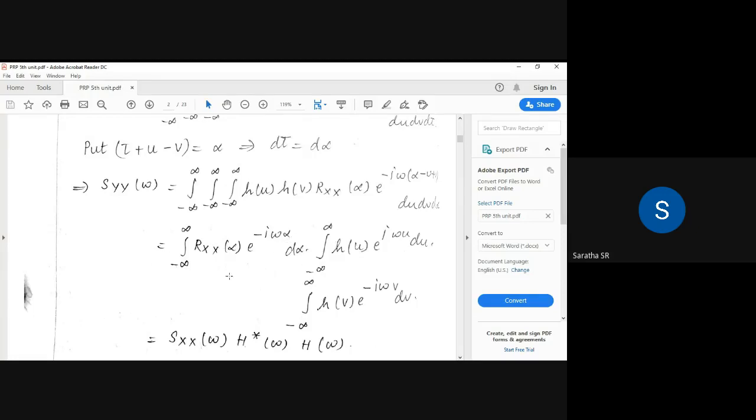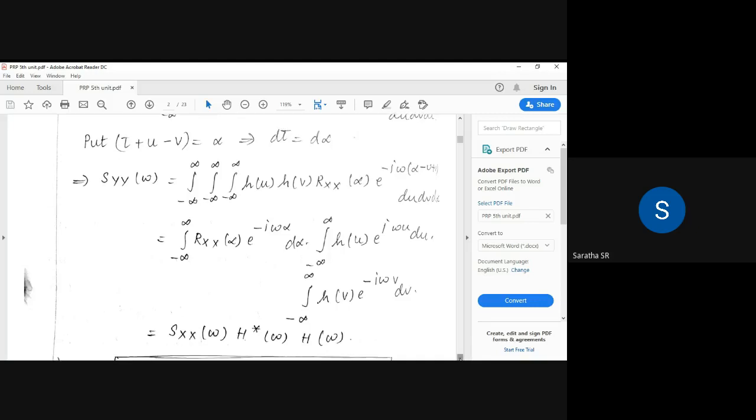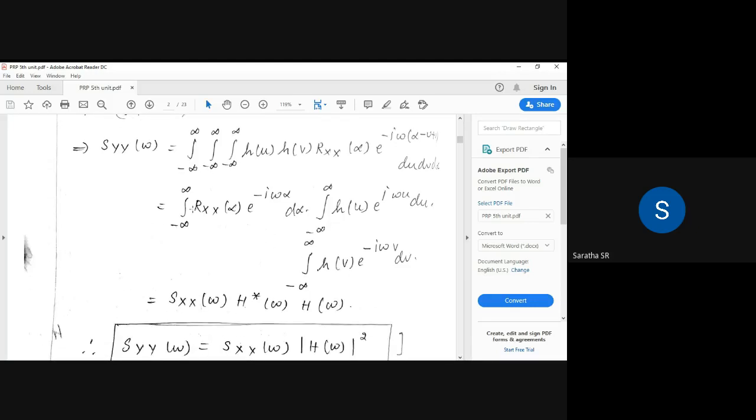So you know that this is nothing but Sxx of omega. Instead of tau, here we have the variable alpha. That is also a time variable only. Instead of the time variable, we have taken this alpha. So this is nothing but the Fourier transform, Sxx of omega only. So we are replacing it; instead of this we can write Sxx of omega.